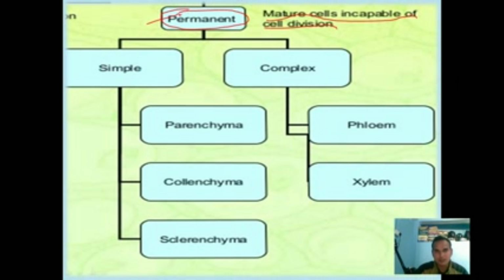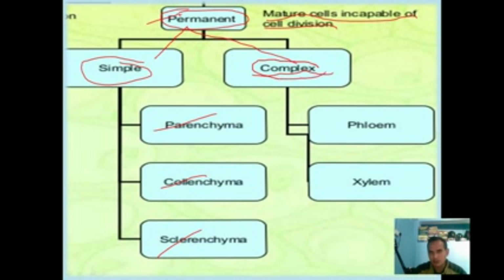Now, in our previous classes, we learned that this permanent tissue is again two types. One is simple permanent tissue, the other one is complex permanent tissue. And we have finished everything about the simple permanent tissue. These simple permanent tissues are again three types. We have discussed this simple permanent tissue, but today we will discuss the complex permanent tissue.